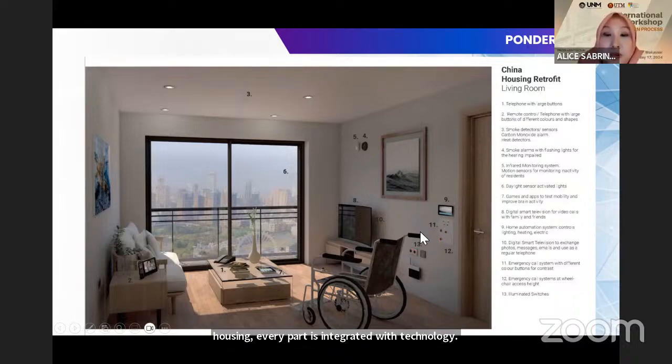So for instance, number 1, you have a telephone. The telephone is placed within the reach of the elderly people. How they design the digital smart television. How they place the illuminated switches. So all of these, in terms of the dimension, in terms of the anthropometrics, in terms of the facilities, are all designed based on the mapping scenarios that they get from the elderly. And this is what we want when we do designs, especially for students. We cannot imagine things, what do they want? We have to ask them firsthand.